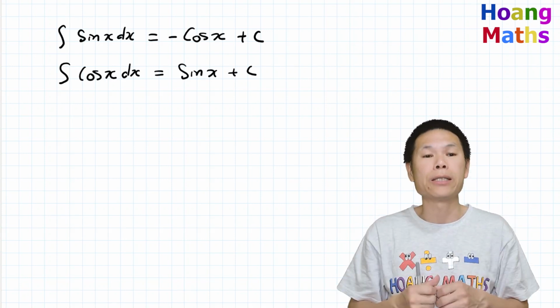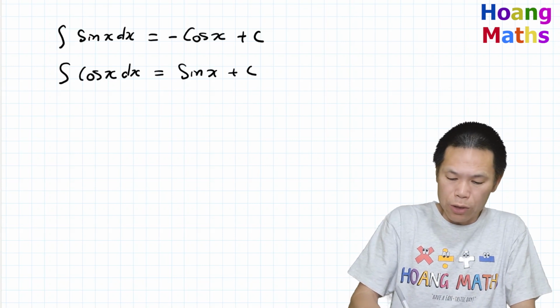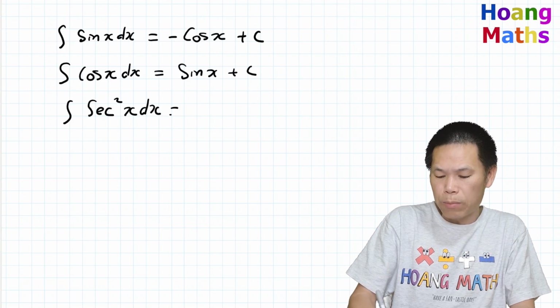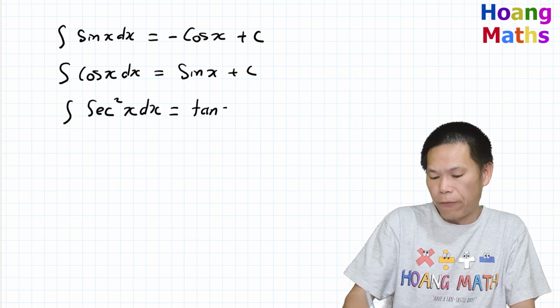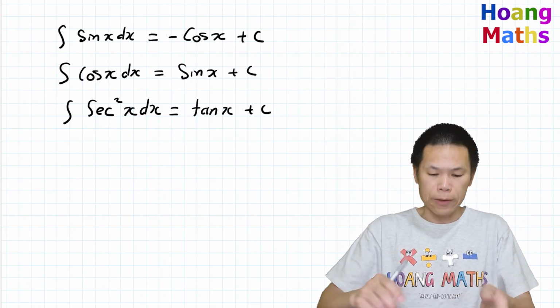And if we integrate sec square of x, it will give us tan of x. So let me just write this down. Integrate sec square of x will give me tan of x and add a constant. So please take note of this, okay?